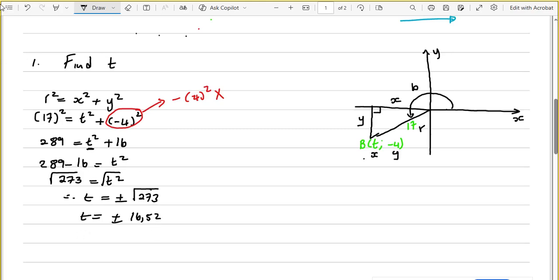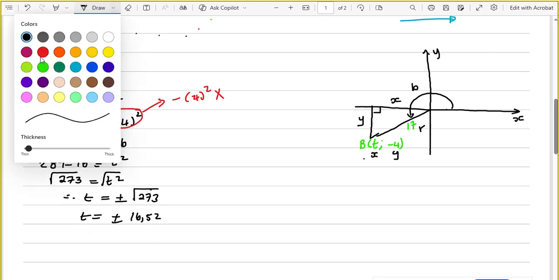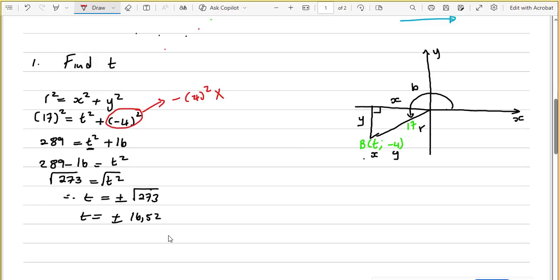Now, we need to decide if the value of T is positive or negative. Look at point B. Point B is in quadrant 3. And how are the X values in quadrant 3? Negative. Therefore, we can conclude that T is equal to negative 16.52. What is the reason? The x-axis is negative in the third quadrant, okay?